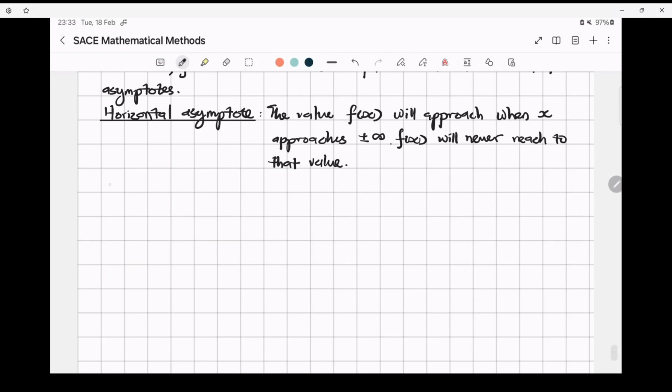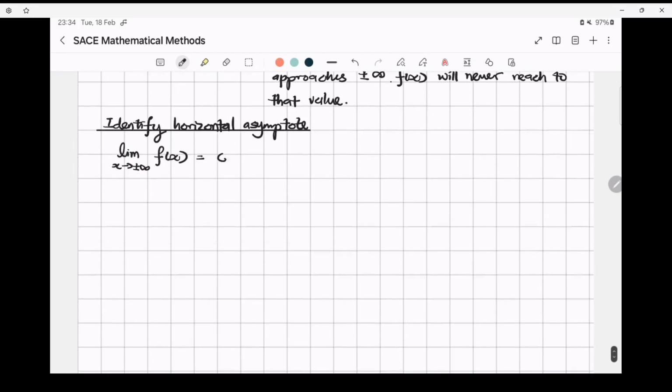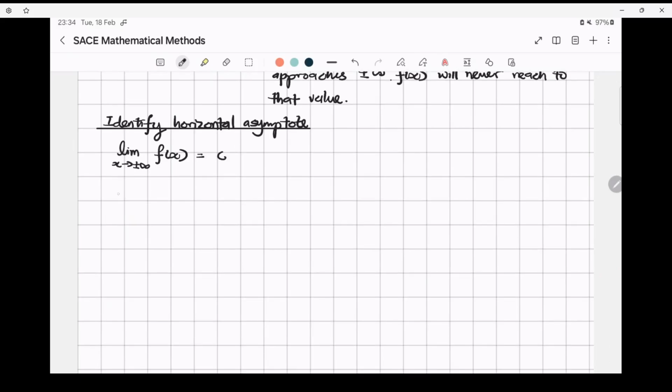So how do you identify horizontal asymptotes? By definition, it is the value f(x) will approach when x approaches plus or minus infinity. You don't need to look at both plus and minus. You can just look at one of them, and find the limit when x approaches either plus infinity or minus infinity. So let's say this is equal to a value of c, then y equals c is the horizontal asymptote.